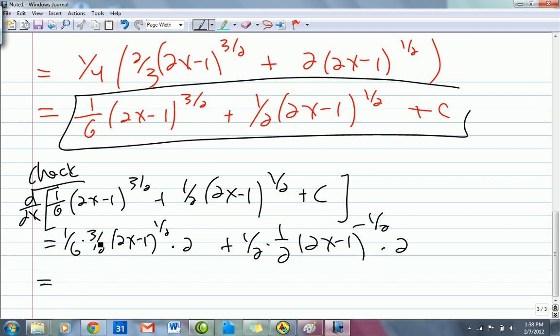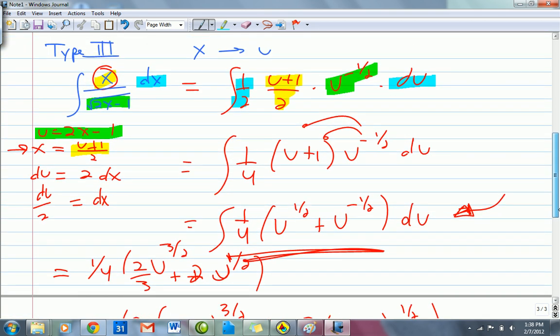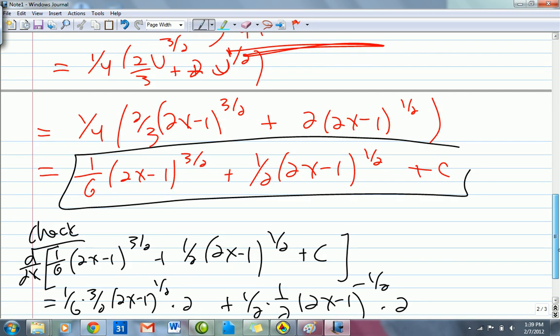So what I get here is, let's see, I get 3/12 times 2, which is 6/12, so I get 1/2 times (2x minus 1) to the 1/2, plus I get 1/2 times 1/2, 1/4 times 2 is 1/2, (2x minus 1) to the negative 1/2. Okay, well, you know what, that doesn't look a heck of a lot like what we want it to look like, but I bet you when I work it out a little bit it will. So let's continue to process this.